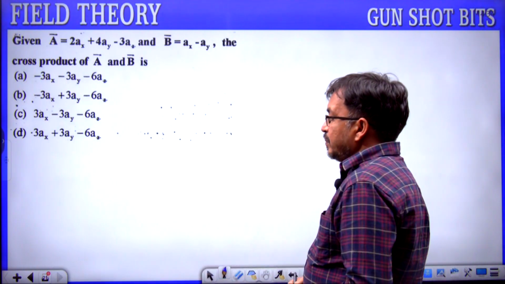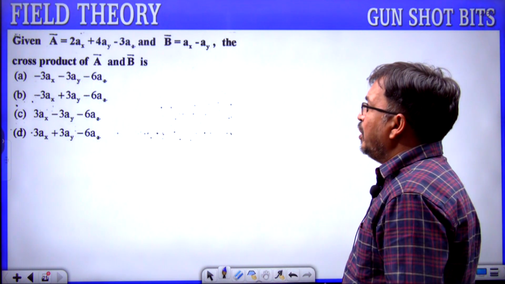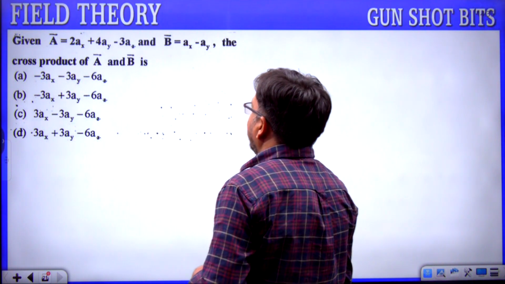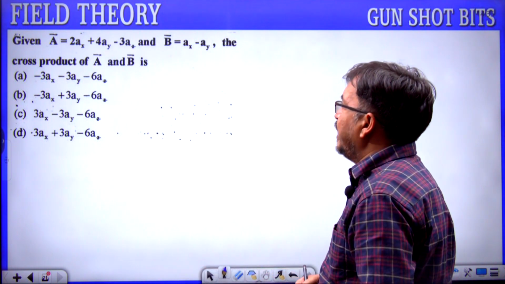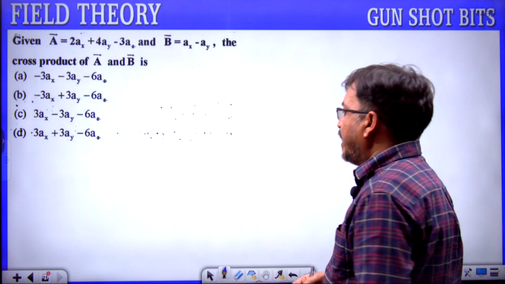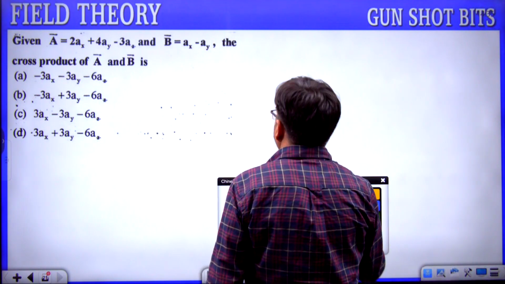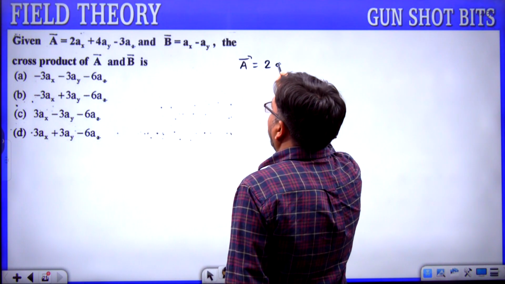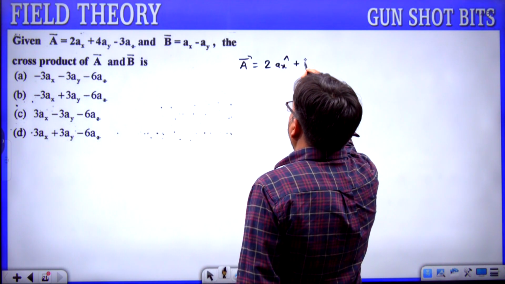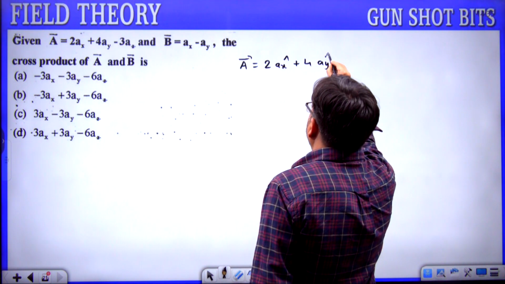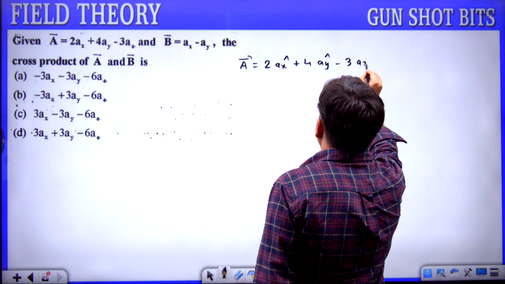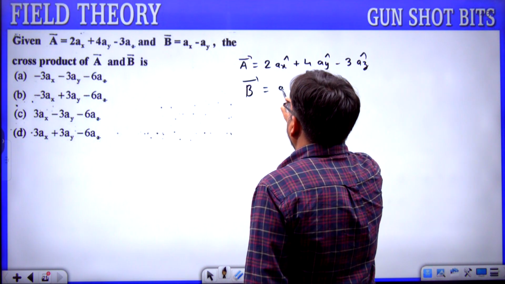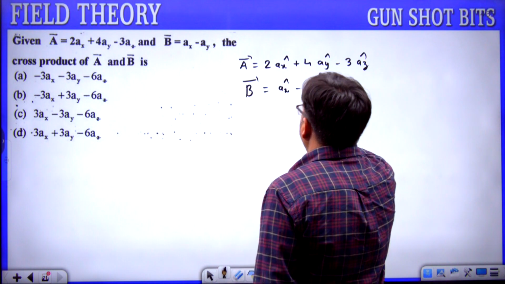Next question. Given vector A equals 2ax cap plus 4ay cap minus 3az cap and vector B equals ax cap minus ay cap, then the cross product. A simple question, here I am explaining. Vector A is given as 2ax cap plus 4ay cap minus 3az cap. Vector B is given as ax cap minus ay cap.